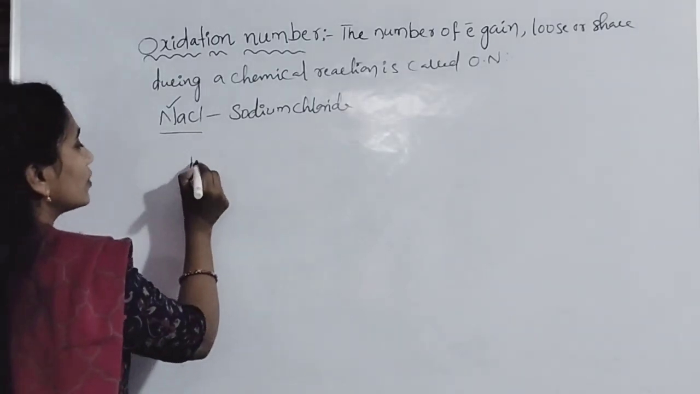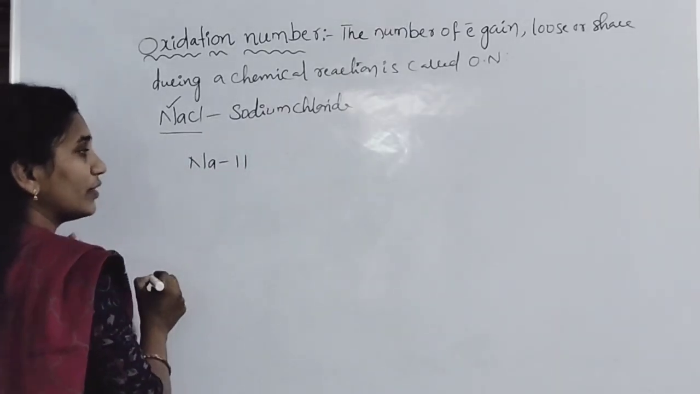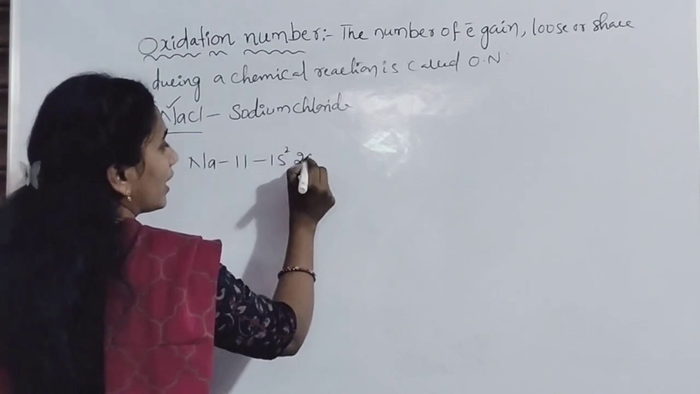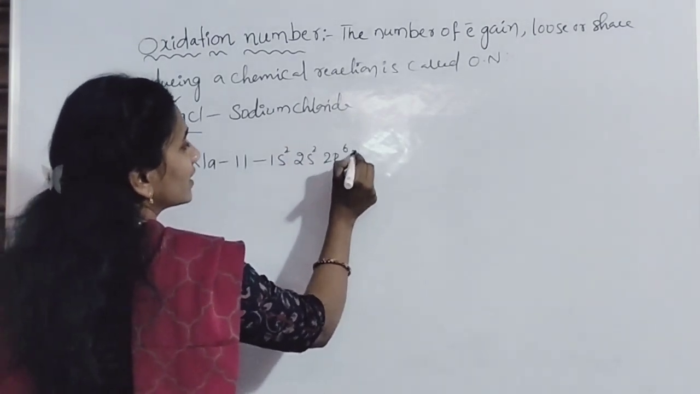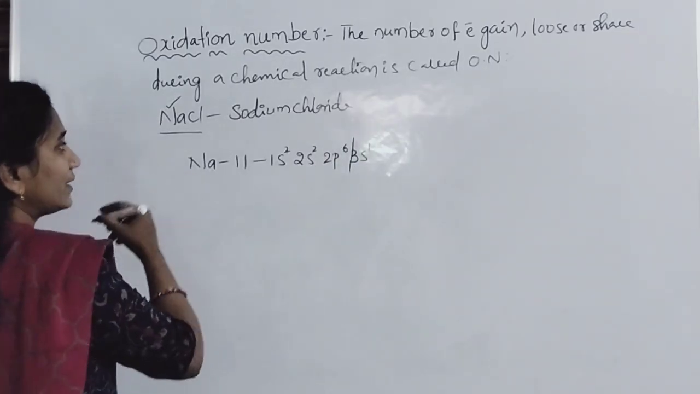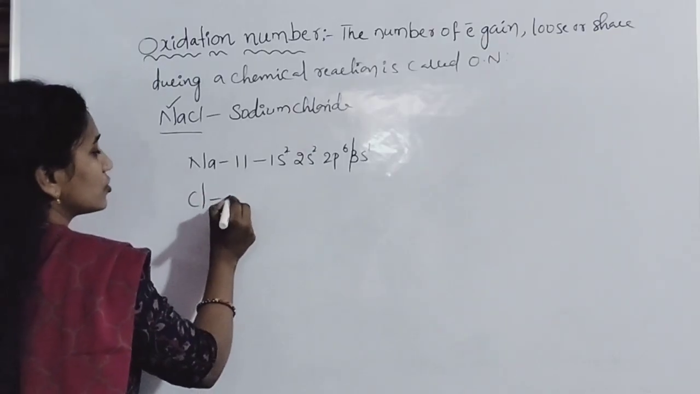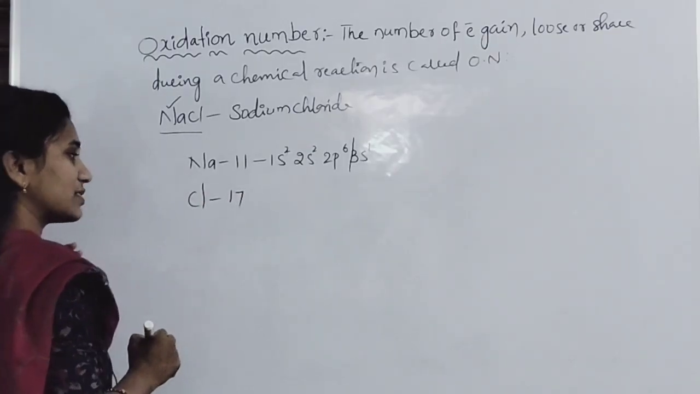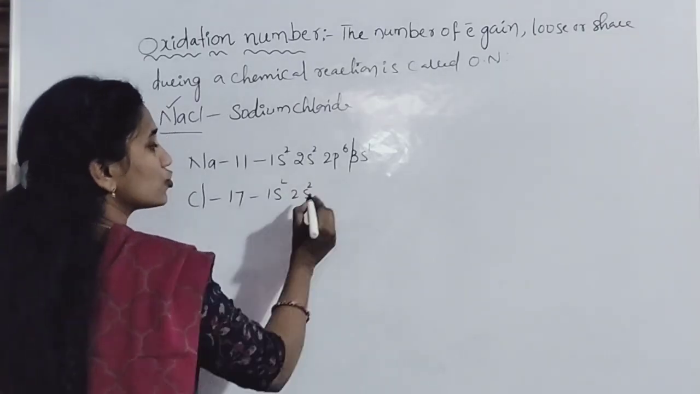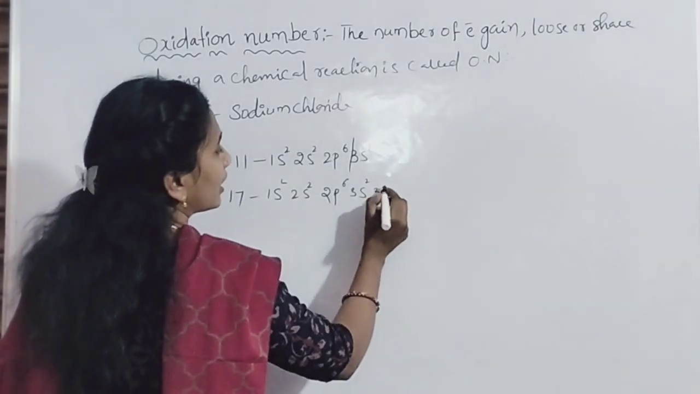As we know, what is the atomic number of sodium? It is 11. If we write the electronic configuration of sodium, it is 1s2, 2s2, 2p6, 3s1. So in the last shell we have one electron. Now let us write the electronic configuration for the chlorine atom as well. The atomic number of chlorine is 17, so its electronic configuration is 1s2, 2s2, 2p6, 3s2 and 3p5.